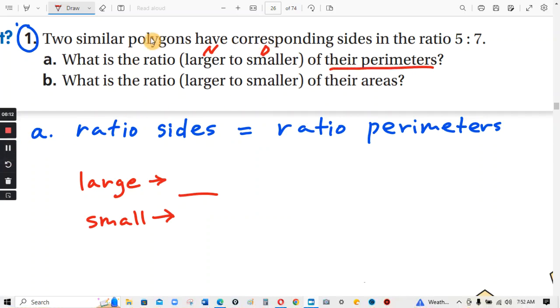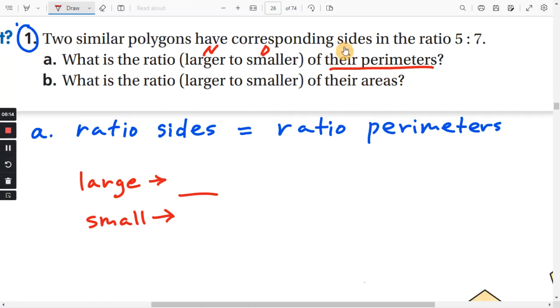Okay, so they gave us in the first sentence the ratio of the sides is 5:7. But they said larger to smaller, so larger they want in the numerator. So instead of 5 over 7, it's going to be 7 over 5. And for the perimeters, it equals the sides. The ratio is exactly the same. So that's it for part A.